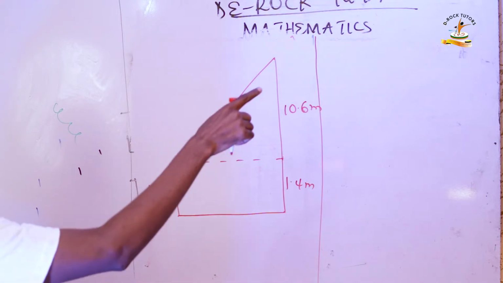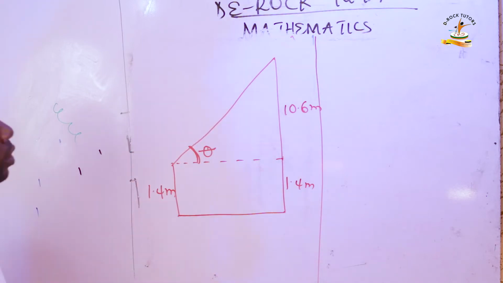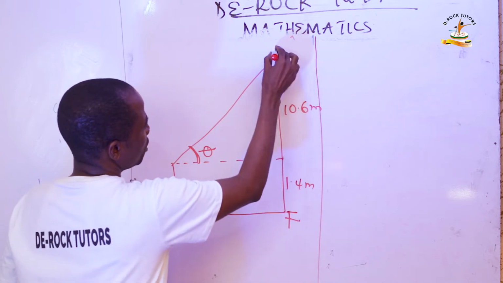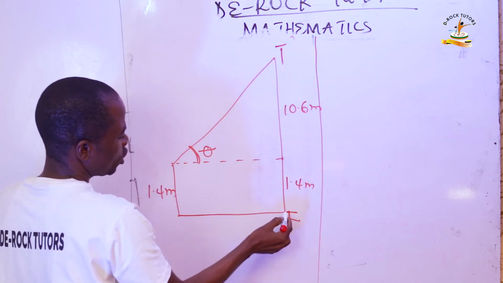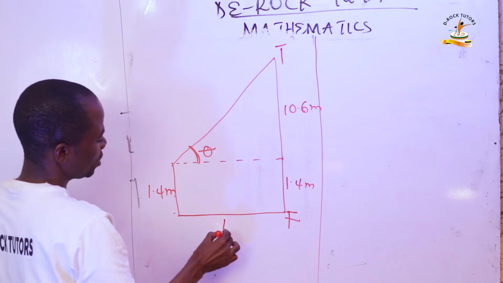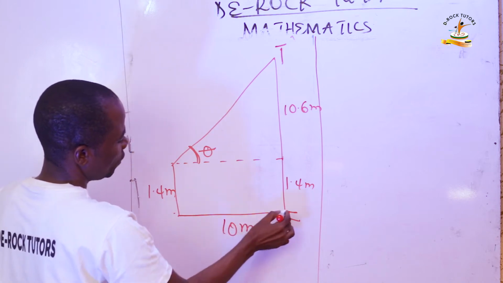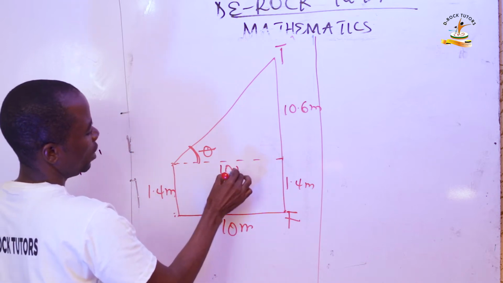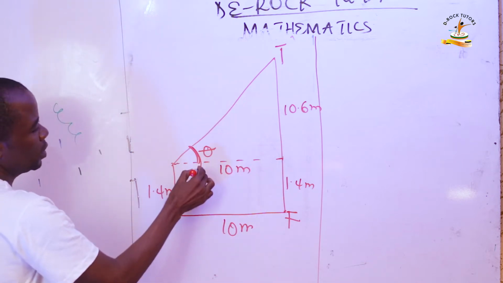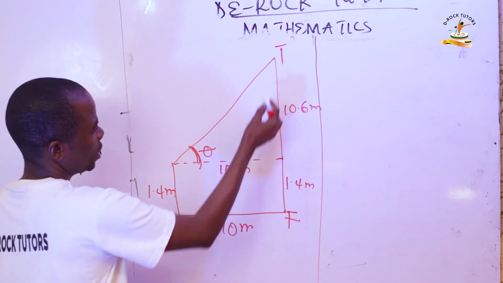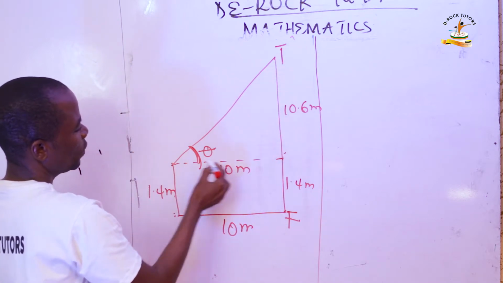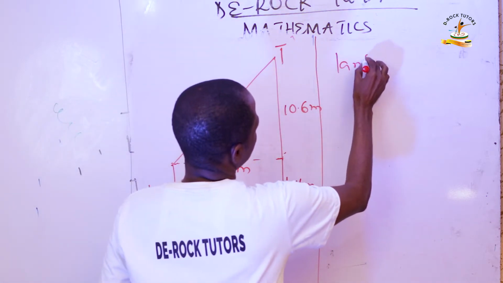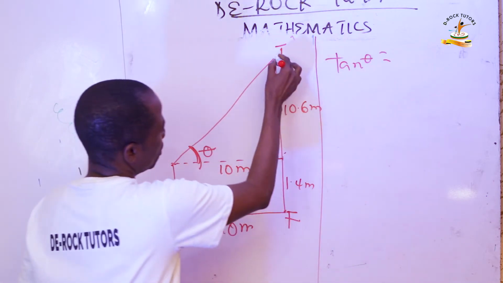Don't forget that the boy was standing 10 meters away from the tree. So this is the foot of the tree. This is the top of the tree. So the distance between the foot of the tree and the boy is 10 meters. So if from here to here is 10 meters, here to here will also be 10 meters. So if you want to calculate this, we simply make use of SOHCAHTOA. That is opposite over adjacent. That is tan. So you can say tan theta is equal to the opposite.